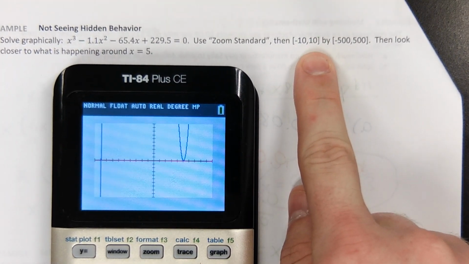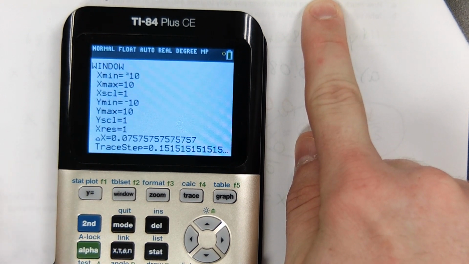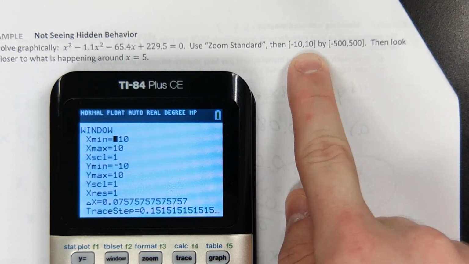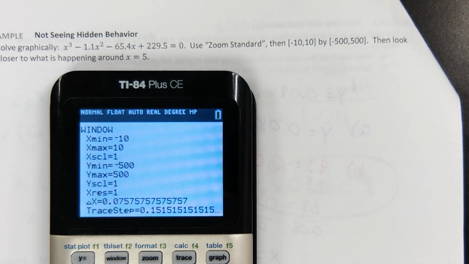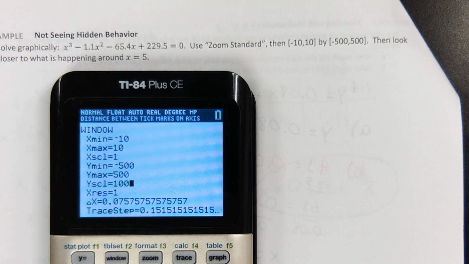Let's go ahead and adjust this window. So press your window button. And it says leave the x's alone, but go to the y's. Negative 500 to positive 500. That is a span of 1,000. So unless you want 1,000 tick marks, which it can't even do, it'll just shade the y-axis. I like to have 10 tick marks, so I'm just going to make my scale 100. Because 1,000 divided by 10 is 100. Basically, whatever the span is from min to max, I just divide by 10, and the number I get, that's what I make my scale.